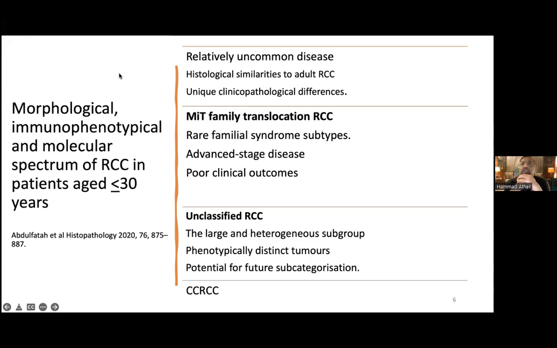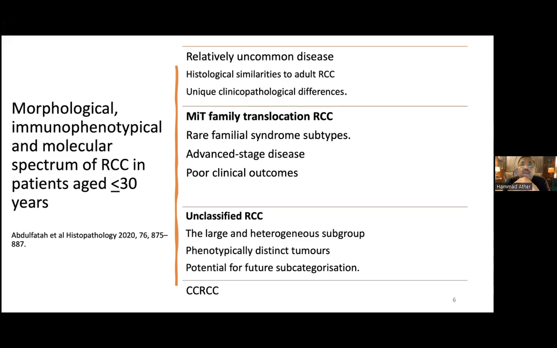So as we said, it's a relatively uncommon disease. There are histological similarities to the renal cell carcinoma, adenocarcinoma of the kidney, but then there are certain unique clinical and pathological differences in the renal cell cancer of the younger adults.